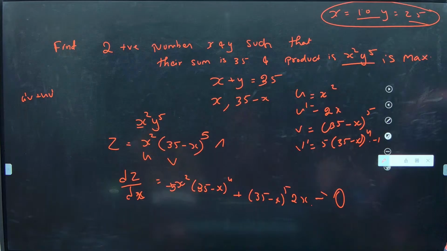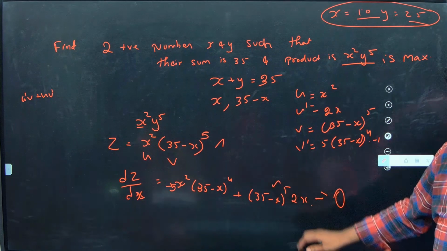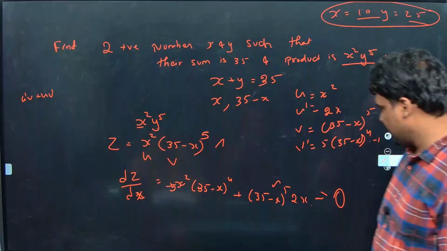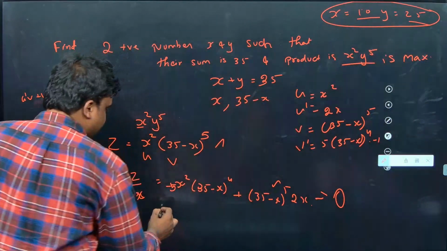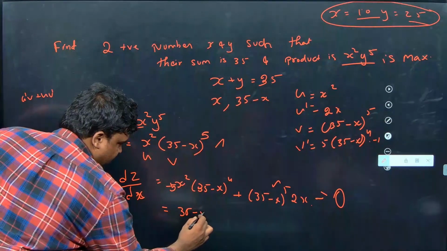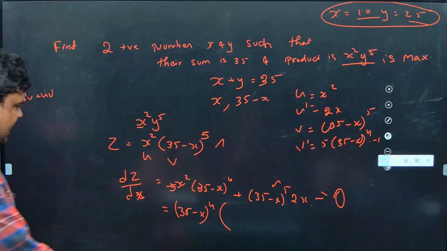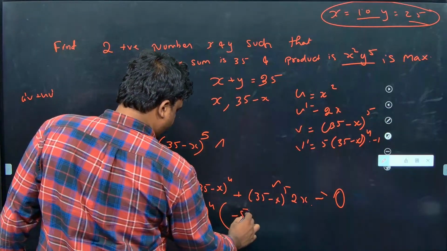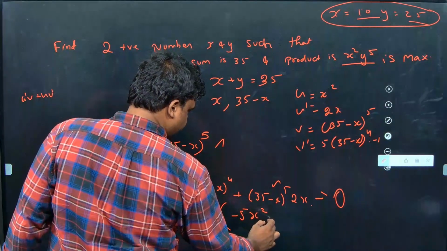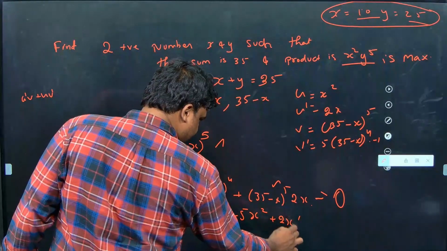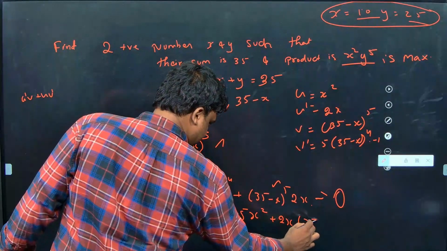போடு. இதை எக்ஸ்பேண்ட் பண்ண தெரியும்ல? Come on, do it fast. இல்லனா எனக்கு என்ன பண்ணலாம்? இதை இப்படி கூட பண்ணலாம். 35 minus x to the power of 4 காமனா வெளியே எடுத்துரு. எடுத்துட்டா என்ன வரும்? minus 5x square. இங்க என்ன இருக்கும்? ப்ளஸ் 2x இன்ட்டு 35 மைனஸ் x ன்னு இருக்கும்.